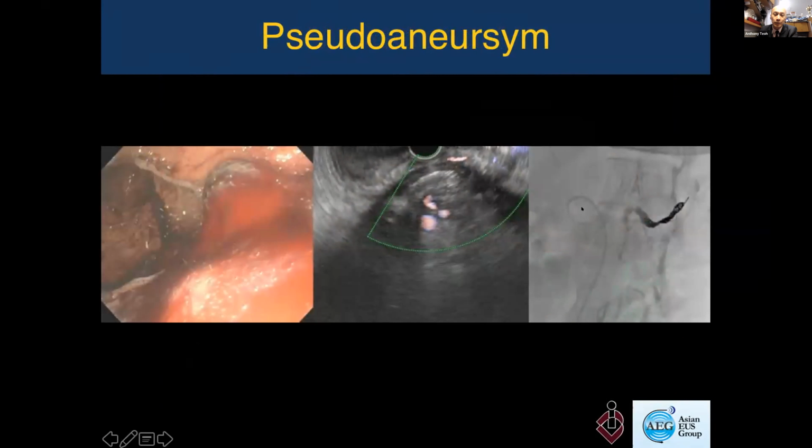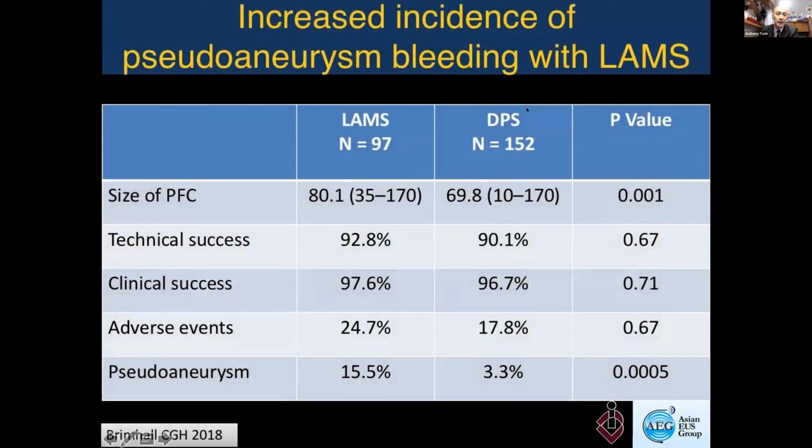These are pseudoaneurysms where the stent was placed for too long, and perhaps the edge of the stent may be rubbing on a blood vessel. And this is another study showing that if you place the LAMS for too long, there's increased incidence of pseudoaneurysm. So as a result, for pseudocysts, I think in general, we suggest the use of plastic stent.